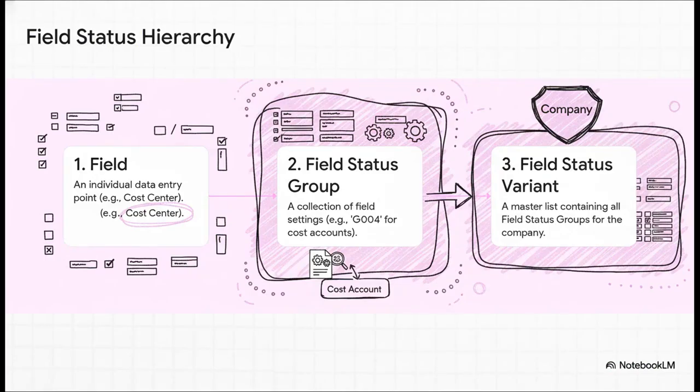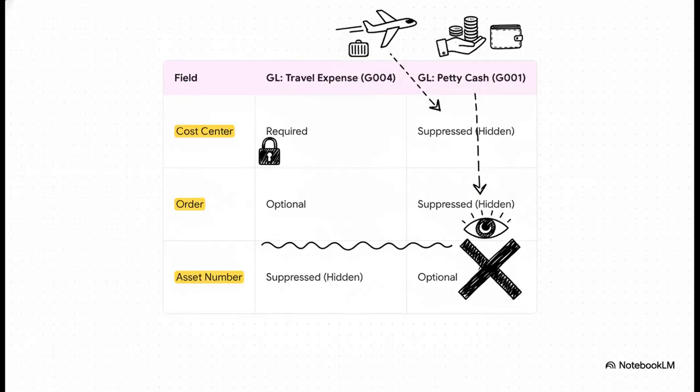Think about it like organizing your music. You've got individual songs, those are your fields. You put those songs into playlists based on genre, like rock or chill. Those are your field status groups. Then your entire music library, which holds all of your playlists, is the field status variant. It's the same idea in SAP. You create these playlists of field settings for different types of accounts, and then you just assign the whole library to your company. And this table shows you exactly how that works in the real world.